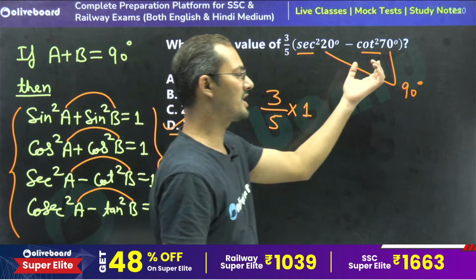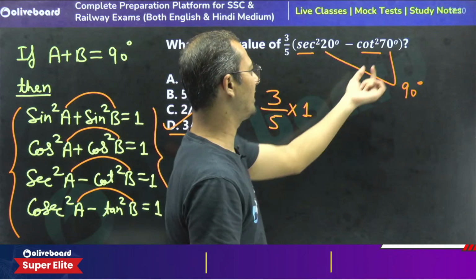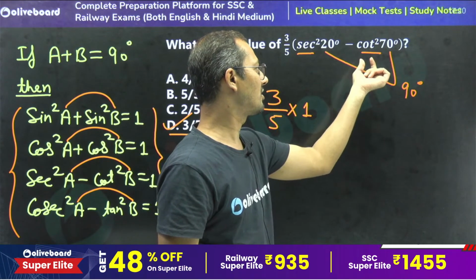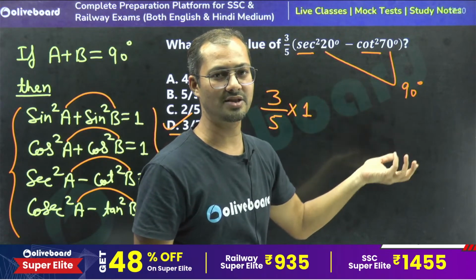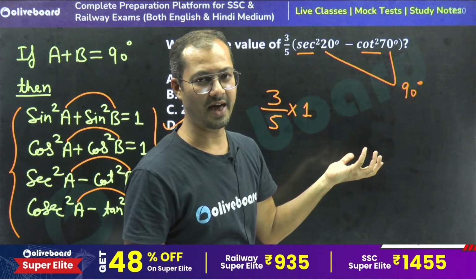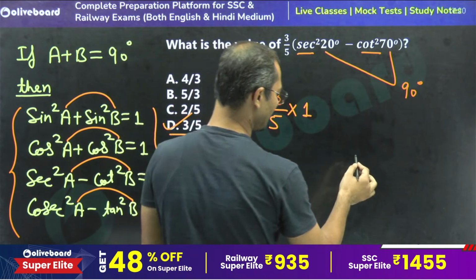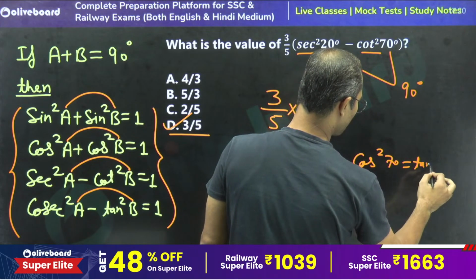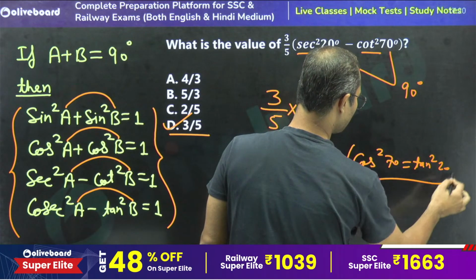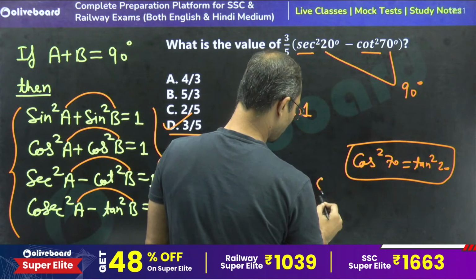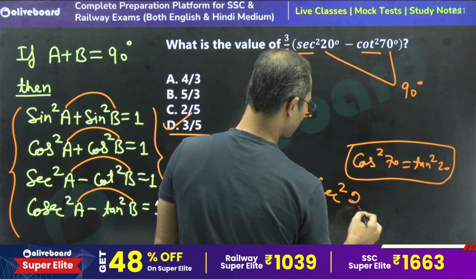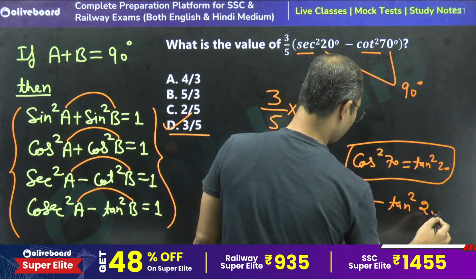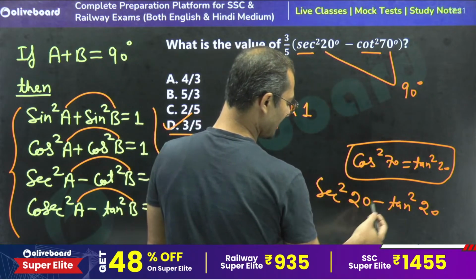Or we can also change it, we can write 70 as 90 minus 20, right? So we can say that cot square 70 is equal to tan square 20, right? So it will become the identity. So we can also write this as sec square 20 minus tan square 20.